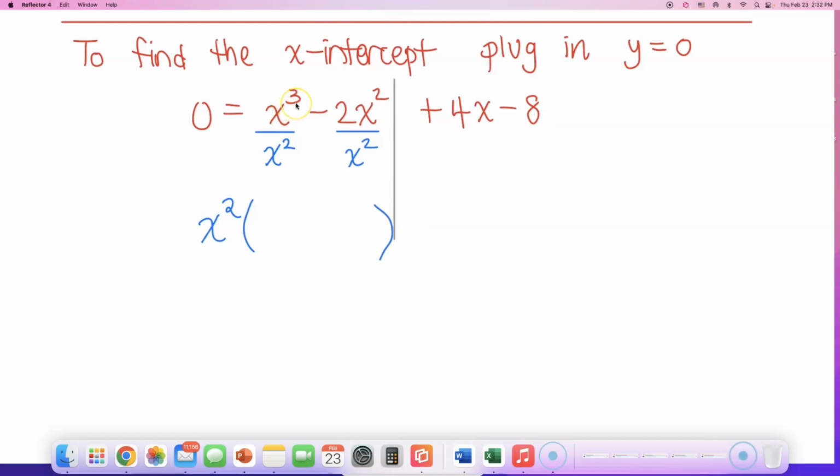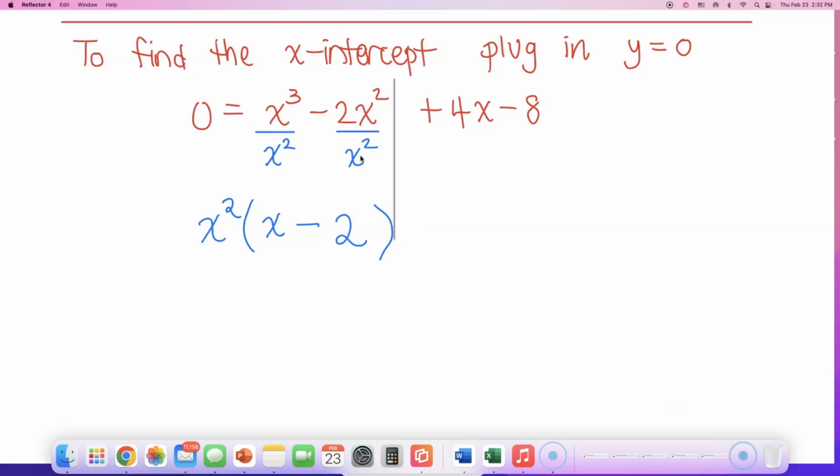What's x cubed divided by x squared? Well, 3 minus 2 is 1. So you will just have x to the first power left. But look, if it's x to the first power, you really don't have to put the exponent of 1. So I'll just write x. Minus, look at this. What is 2x squared divided by x squared? Well, x squared cancels out, right? The only thing that's left is 2.